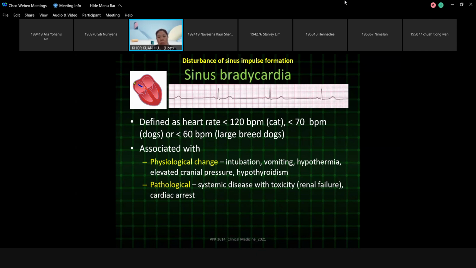Was it being intubated? Was the animal having vomiting? Was there hypothermia? Was there an accident and an elevated cranial pressure? Or maybe this particular patient has an underlying hypothyroidism. Okay, pathological can be other systemic disease, perhaps associated with renal failure, or this is going to be near death. Okay, near death coming to cardiac arrest. All right, you can have this kind of traces too.